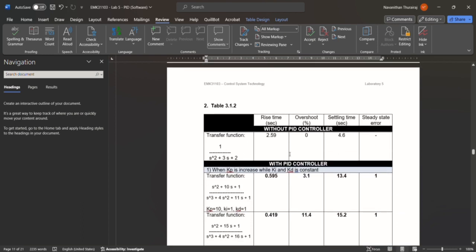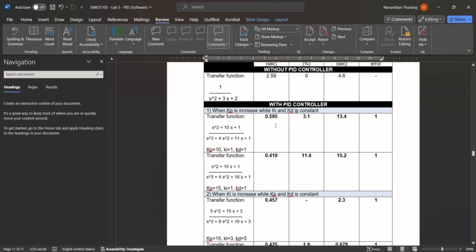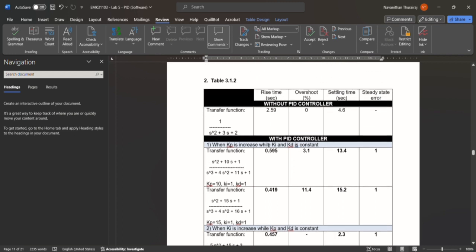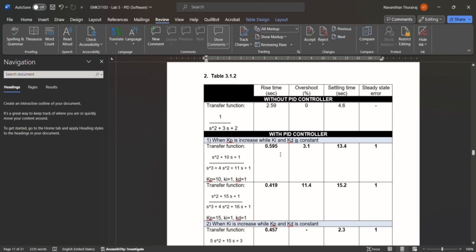For the table, without the PID controller the rise time is 2.59, the settling time is 4.6, and there is no value for steady state error. The overshoot is 0. With the PID controller, when Kp is increased while Ki and Kd are constant, for this transfer function the rise time is 0.595, the overshoot is 3.1, the settling time is 13.4, and the steady state error is 1. For the next transfer function, the rise time is 0.419, the overshoot is 11.4, the settling time is 15.2, and the steady state error is 1.